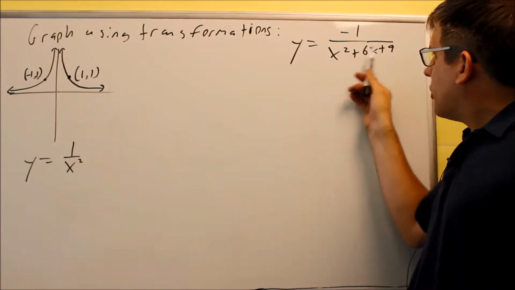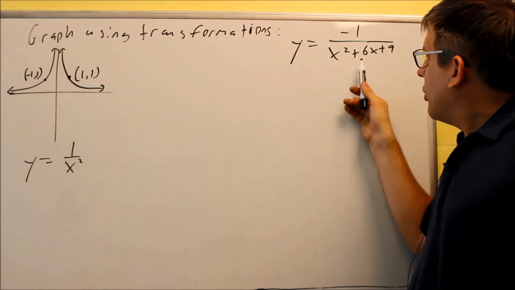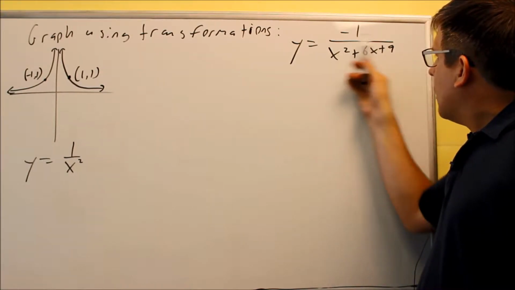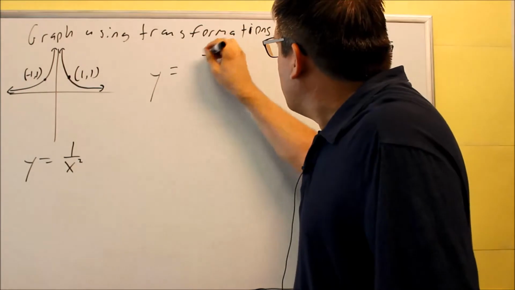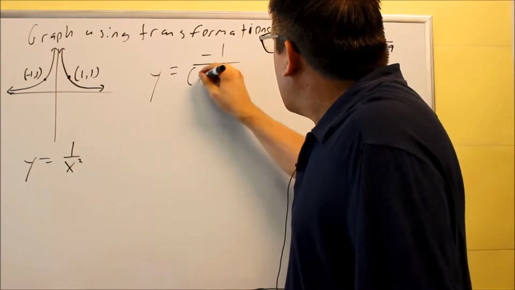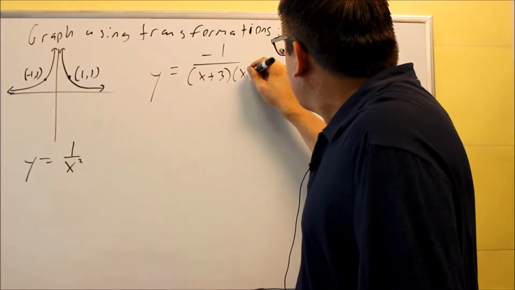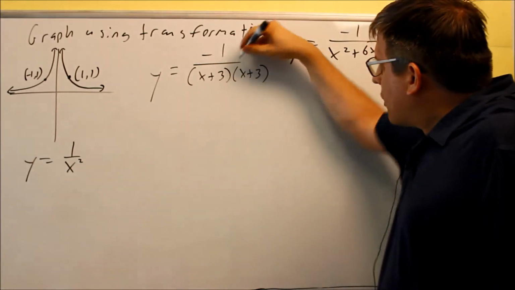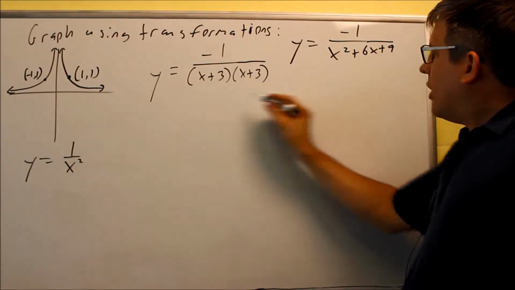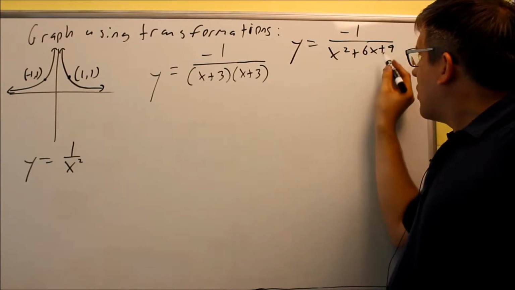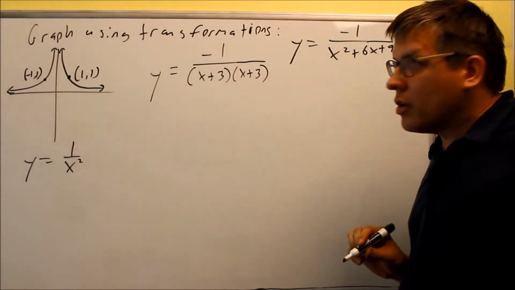I don't know what the transformation is because it's not written in the proper form. So what I want to do is, looks like this can be factored, so I'm going to do that one first. So I'm going to do negative 1 over x plus 3 and x plus 3 on that. So both of these now are factored. X and x, and you have factors of 9 that add up to 6 would be 3 and 3.